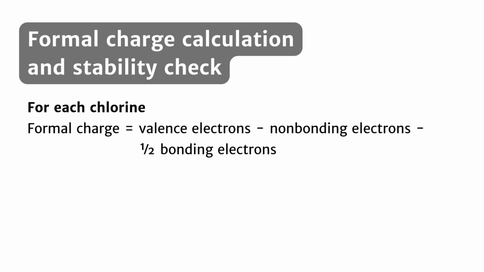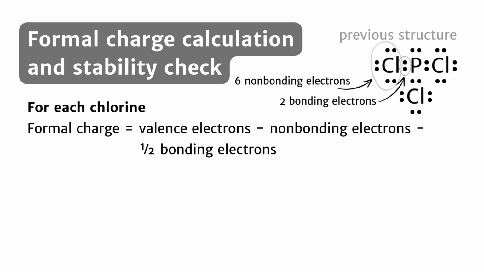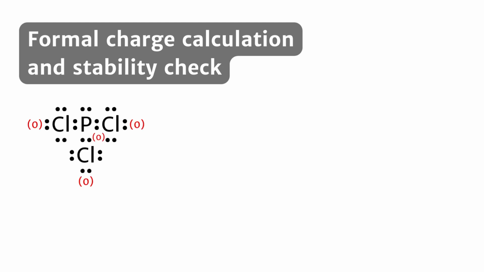For each chlorine atom, valence electrons equals 7, non-bonding electrons equals 6, and bonding electrons equals 2. So, the formal charge equals 7 minus 6 minus half multiplied by 2, which also equals 0. The formal charges on the phosphorus and chlorine atoms are indicated, and it is evident that the current structure is stable, as all formal charges are 0. Therefore, this structure represents the final stable Lewis structure of PCl3.